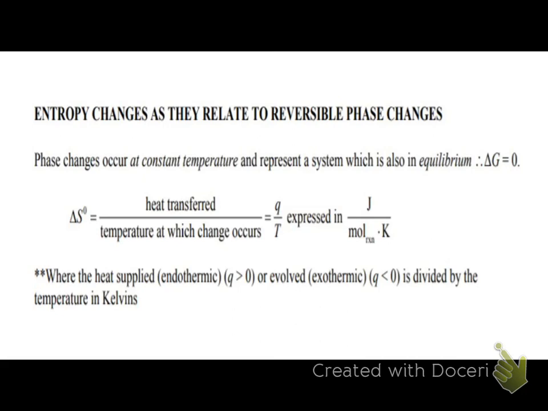Entropy changes as they relate to reversible phase changes. Phase changes occur at constant temperature and represent a system in equilibrium. So at equilibrium, when we get to Gibbs free energy, we'll talk about this a little more, but at equilibrium, delta G is equal to 0, okay? Because of that, we can say that delta S is heat transferred over the temperature at which it occurs. Which means that if we have delta H, we can actually get to delta S. Okay?